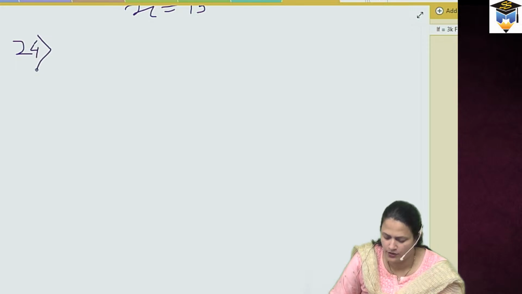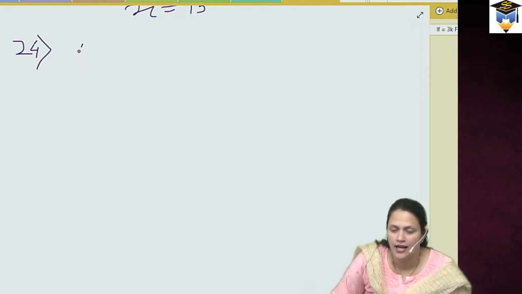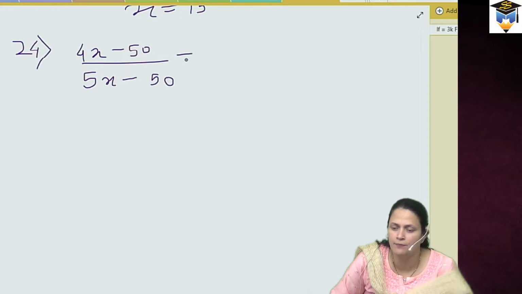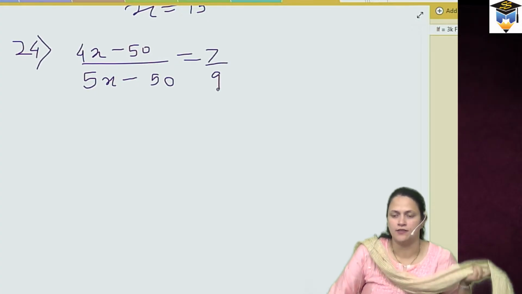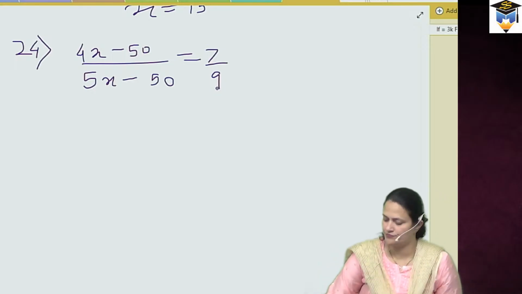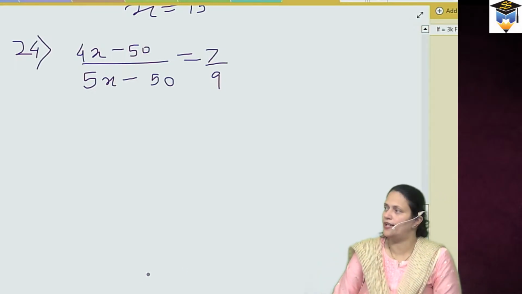Okay. So now, since they are going to save rupees 50, I am going to say 4x minus 50 upon 5x minus 50 is equal to 7 upon 9. That is going to give us the answer. Cross multiply to find out the value of x, everyone.